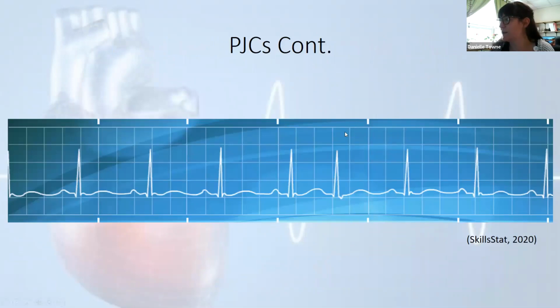Here's another example. This is the premature junctional contraction, and you can see that it's happening a little earlier than you would expect it to. The rest of them march out nicely. It should have happened here, but it happened early, premature, and there's no P wave in front of it.